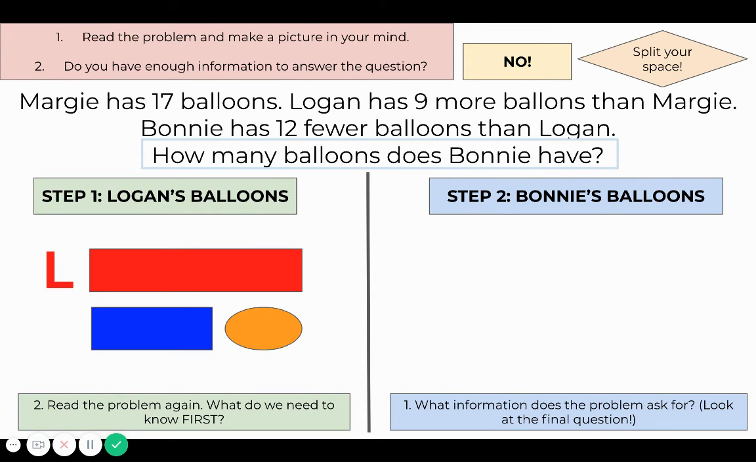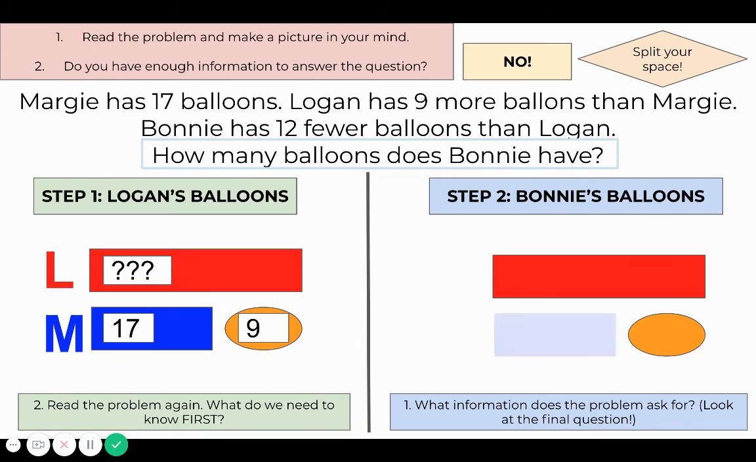So when I read the problem, we know that Margie has 17 balloons and Logan has 9 more than Margie. So that tells me that Logan has the most between Logan and Margie. We know that Margie has 17 balloons and Logan has 9 more. So that will tell us how many balloons Logan has.